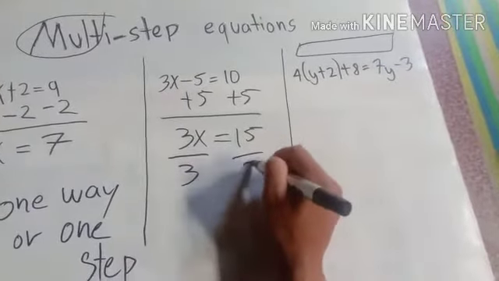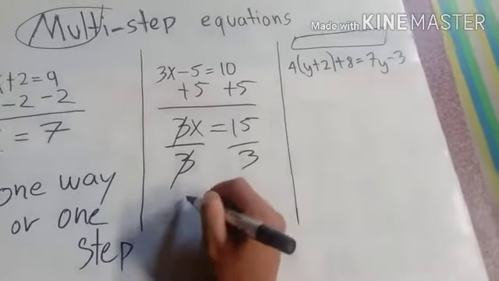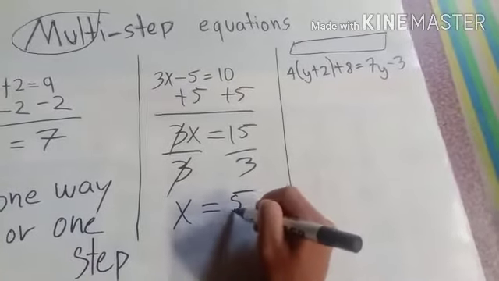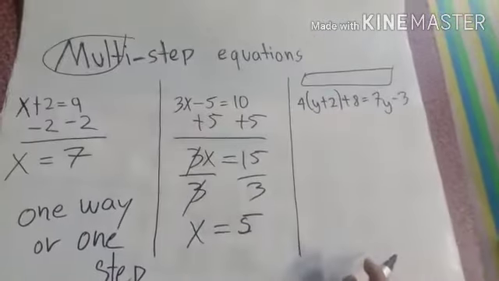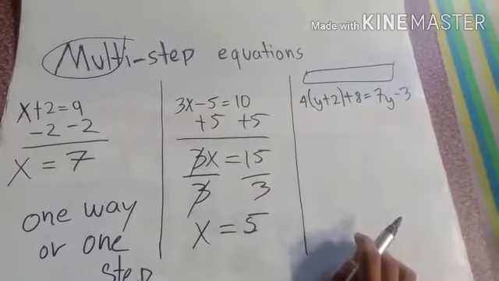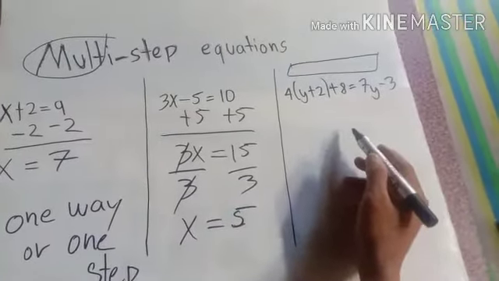Divide by 3, cancel 3, bring down x equals 15 divided by 3 equals 5. And now we finally solved the two-step and one-step equations. And now we will proceed to the multi-step equation.